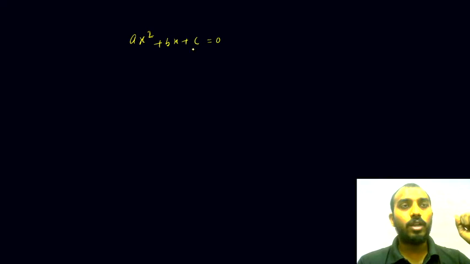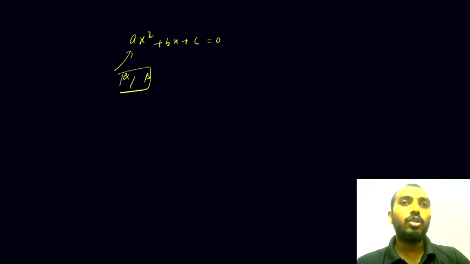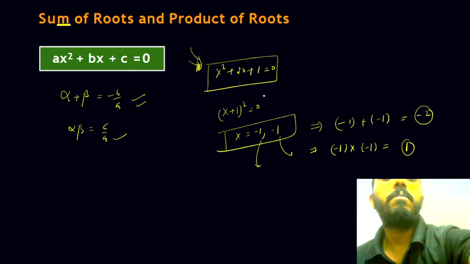Let I have an equation ax square plus bx plus c. This is the quadratic equation. When we are asked to find the roots of this quadratic equation, we assume alpha and beta are the roots of this quadratic equation. So we will write the sum of roots, alpha and beta, as alpha plus beta equals minus b by a.